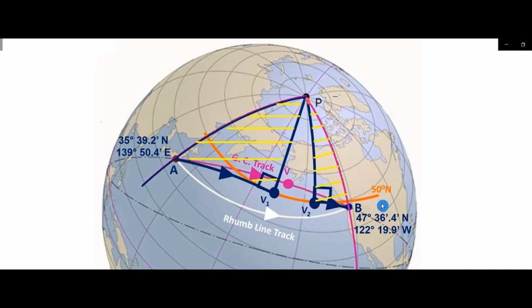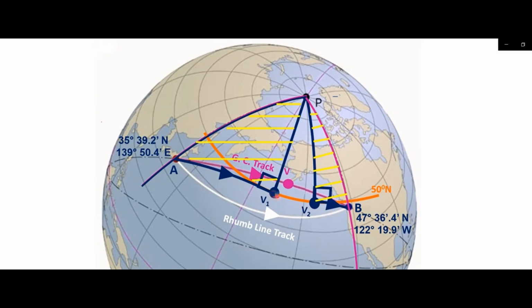Spherical triangle PV2B is shaded out here. Now we get two right-angled spherical triangles, PV1A and PV2B. The vessel moves along this arc of a great circle, so this becomes the GC track. The vessel also moves from V2 to B, and that becomes a GC track.